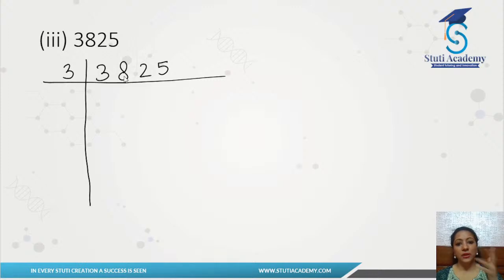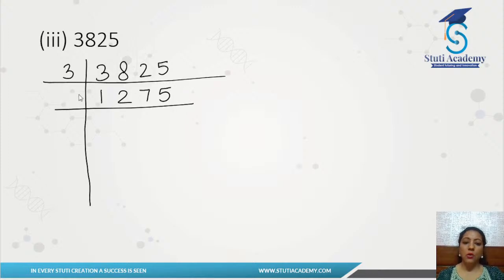How did I figure out that this is divisible by 3? I have added the digits here. So 3 plus 8 will give us 11. Plus 3 will give us 13. Plus 5 will give us 18. So 18, the sum of the digits, is divisible by 3. So this number is also divisible by 3. So we'll get 1275. Now this will again go by 3.